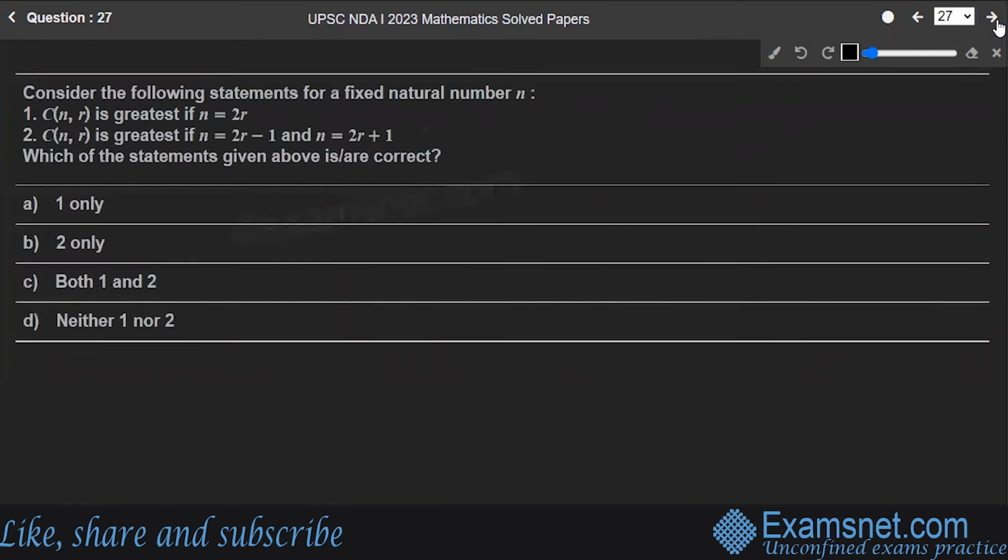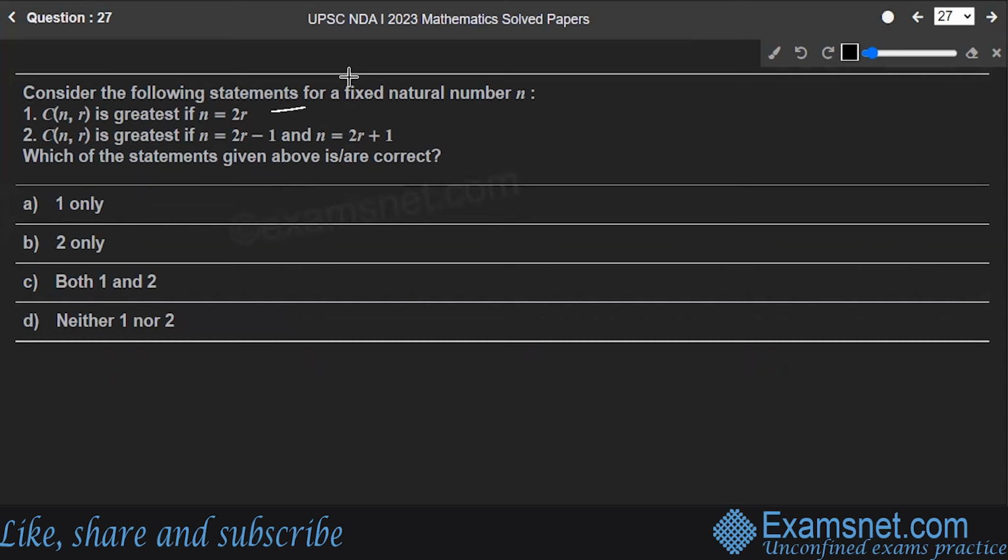Right? Next is question number 27. Consider the following statements for a fixed natural number n. First, nCr is greatest if n is equal to 2r. Second, nCr is greatest if n is equal to 2r minus 1 and n is equal to 2r plus 1.